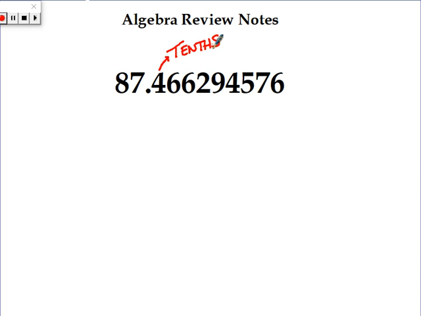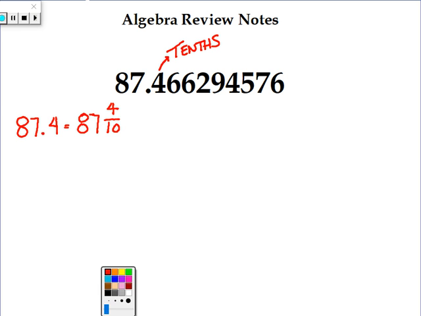And the reason why we call it the tenths is if it was 87.4, this is the tenths here. It's the same as writing it as a fraction, 4 tenths. So it would be 87 and 4 tenths. That's the same thing as that decimal. That's what that 0.4 means.